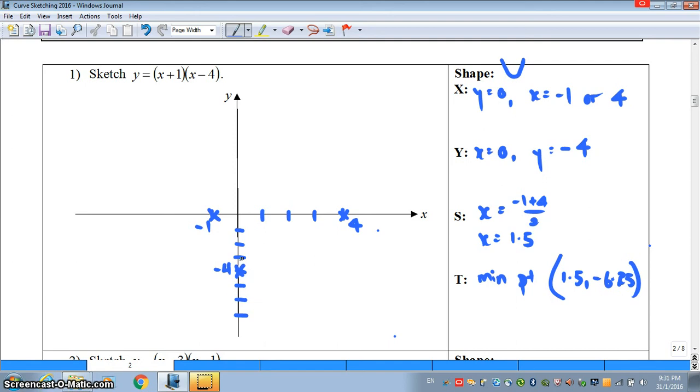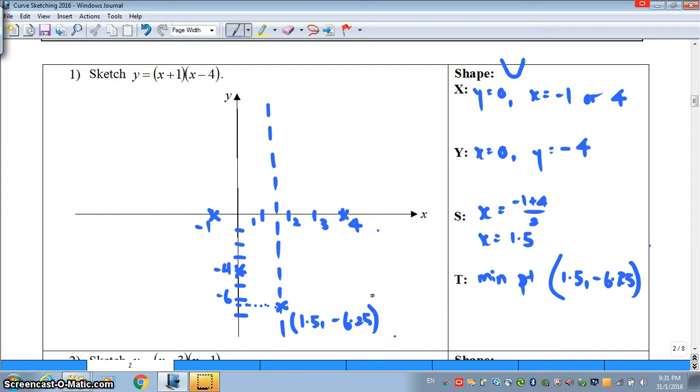We have our line, x is equal to 1.5, as our line of symmetry. For the line of symmetry, please make sure you use a dotted line. This is 1, 2, and 3. 1.5 will be here. And take note, your turning point will lie on this line of symmetry. In this case, we have negative 6.25. When you have indicated your minimum point, please write down the coordinates of that minimum point here as well.